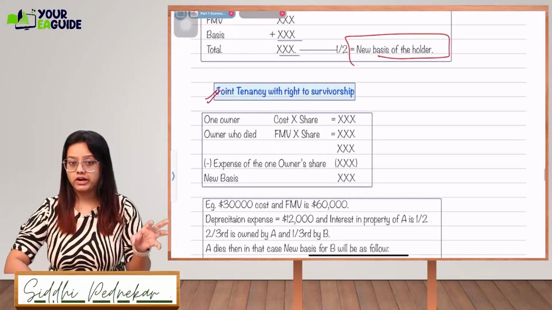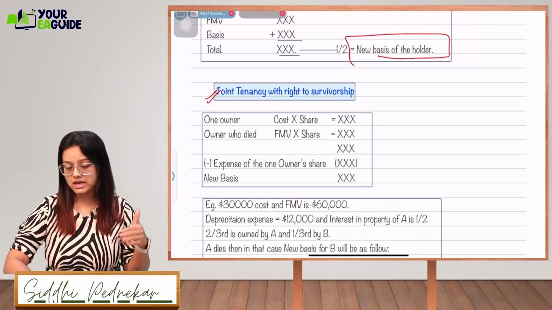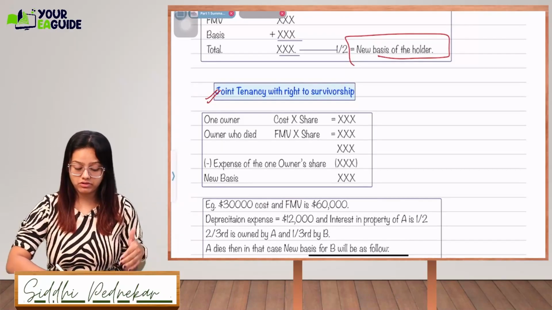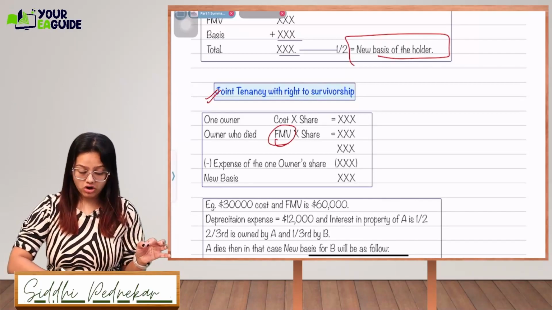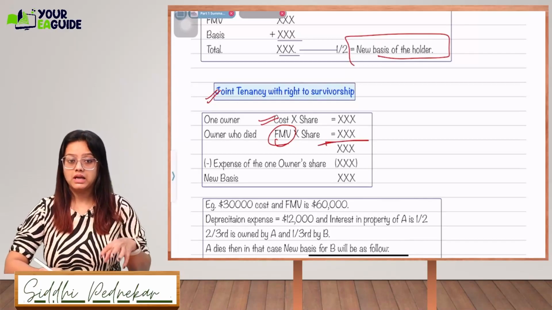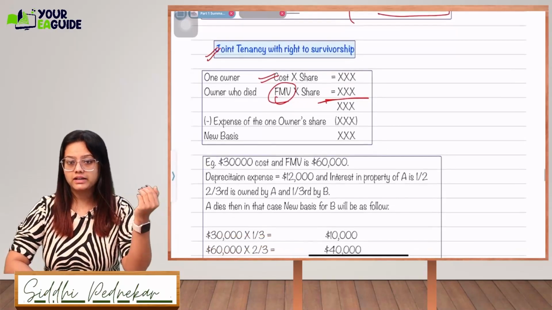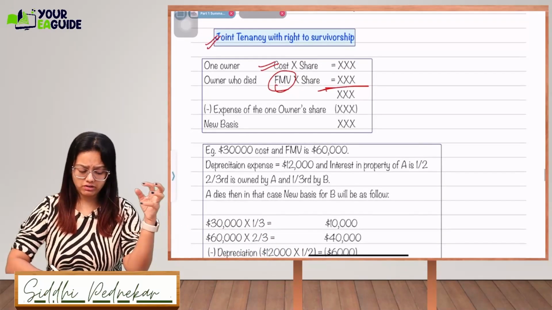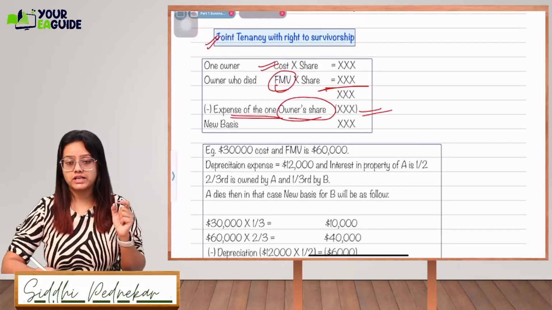Same way for the joint tenancy, the same thing is there. One owner is there and another owner is there. One owner died. What will happen? Whatever is the FMV into his share, plus you will be adding the cost into the first owner's share. This is my total basis of the property. We are going to reduce any exchange expense or any title related expense, transfer expense, whichever you are going to pay. The expense of the owner's share will be reduced. Only the owner's share of expense, means only 50%.